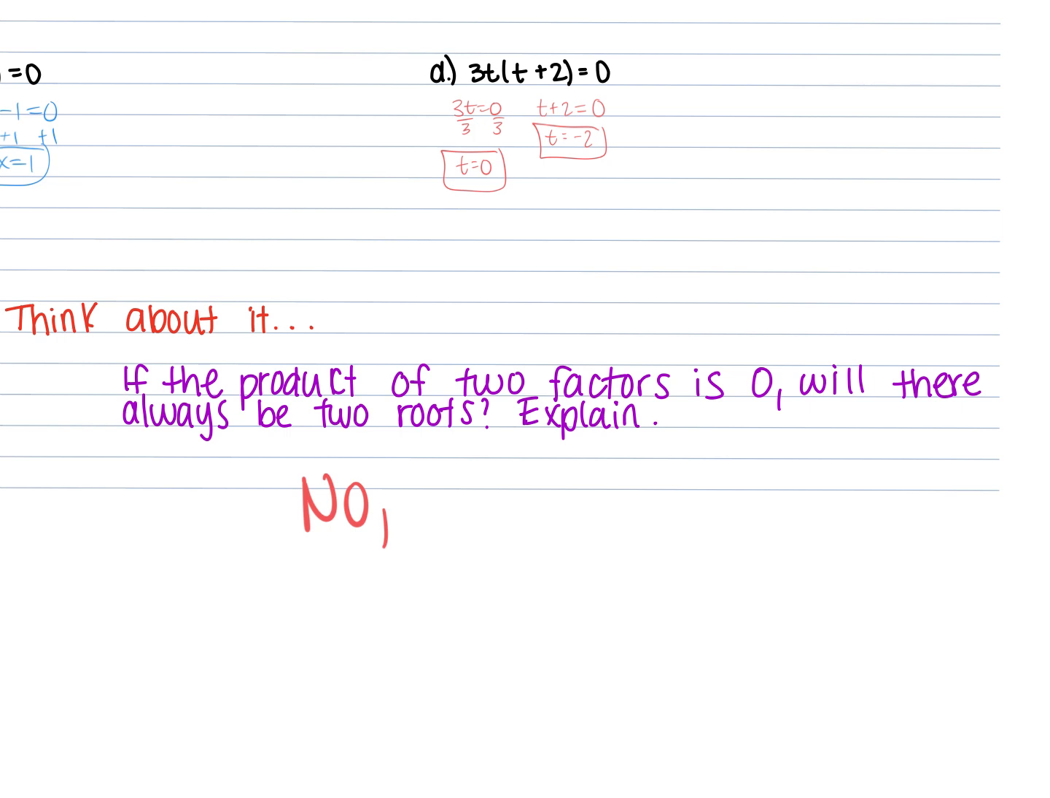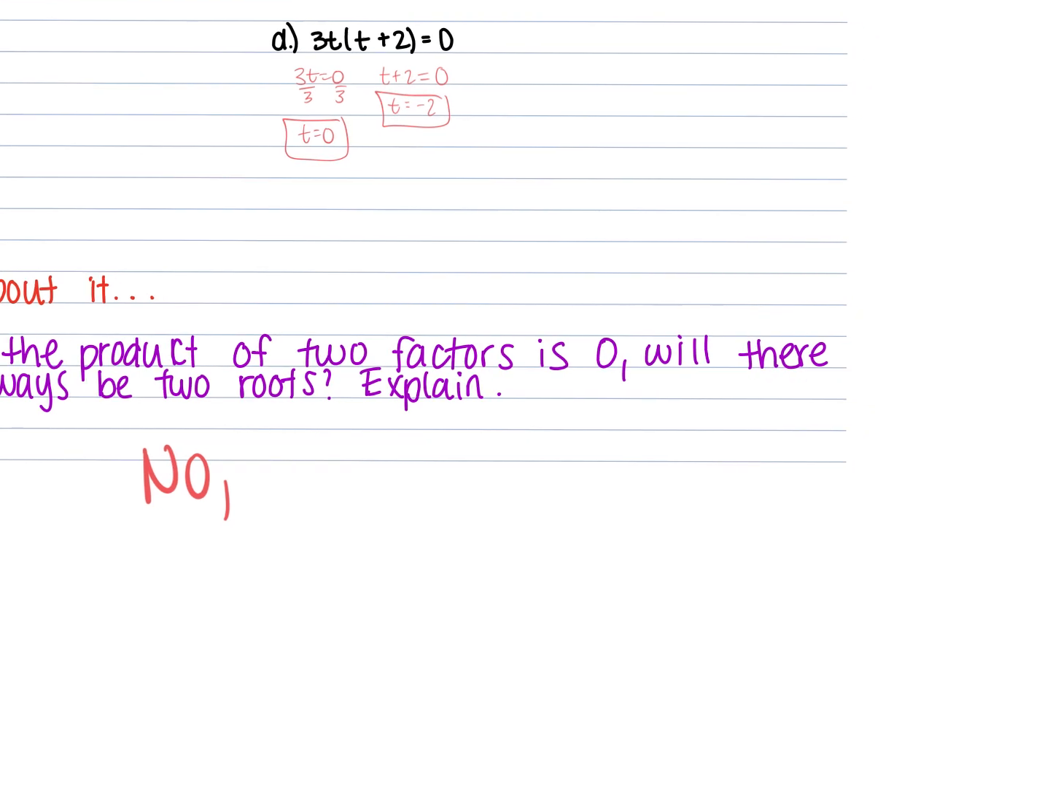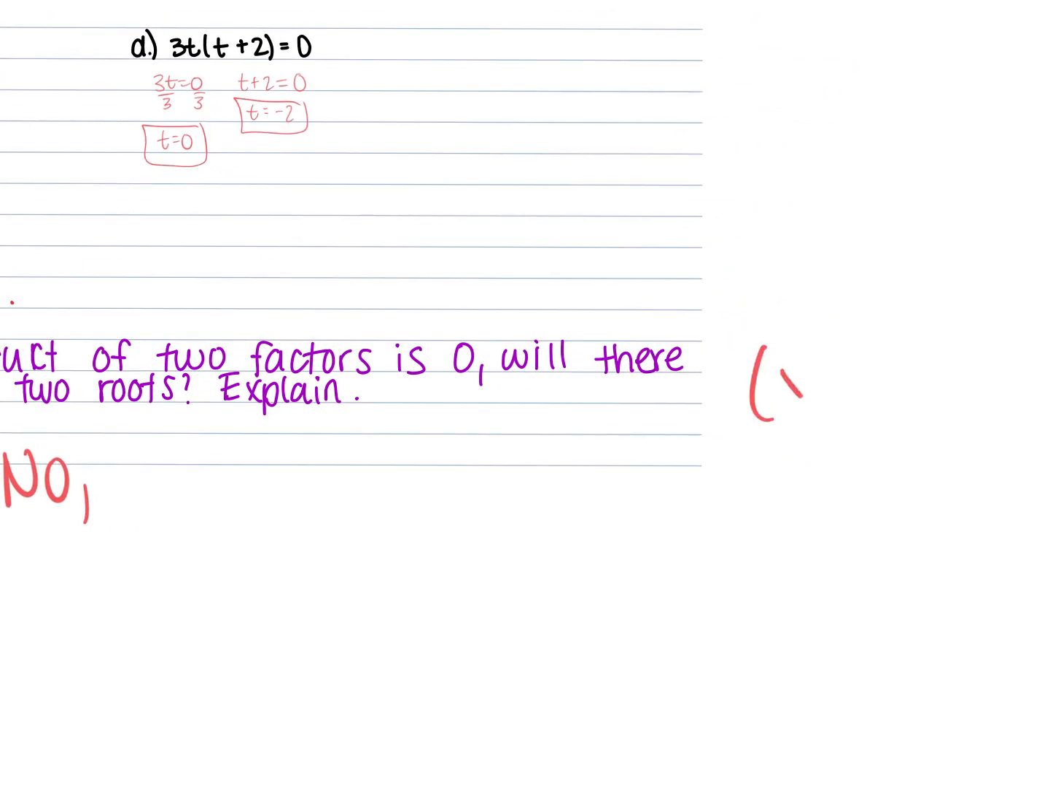x equals 2. We would still only have one root, which would be x equals 2, but it happens twice. Does that make sense? Yes. So check this out. I want you to write down an example. What if we had x plus 2 and x plus 2 equals 0?